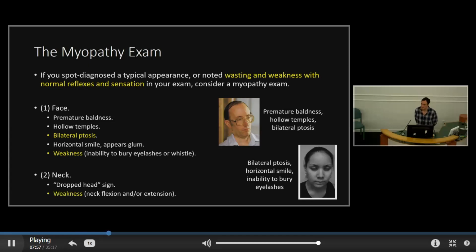Then I proceed down to the neck. Often people with myopathy, because it affects not just the hip muscles, but also all proximal muscles usually, so the shoulder girdle and the neck muscles, might have their head just a bit dropped. It's difficult for them to hold their head up because their neck extensors are weak. And that's a very good sign just to see if they have a dropped head. And you can check neck flexion and extension as well.